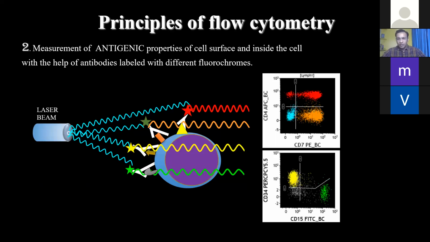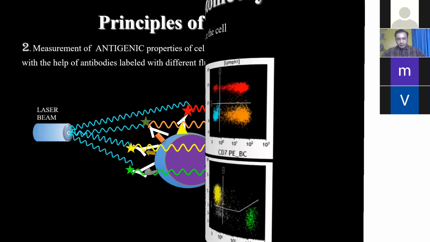If there are 15 or 16 colors, we can identify 16 markers on the cell simultaneously on a single cell. That is the advantage of this technology: you can characterize a single cell with multiple markers. And because the speed of flow cytometry is very high, we can evaluate thousands of cells per second, using multiple antibodies to analyze multiple markers. In flow cytometry, we combine both physical and antigenic properties to come to a conclusion and to interpret the data.